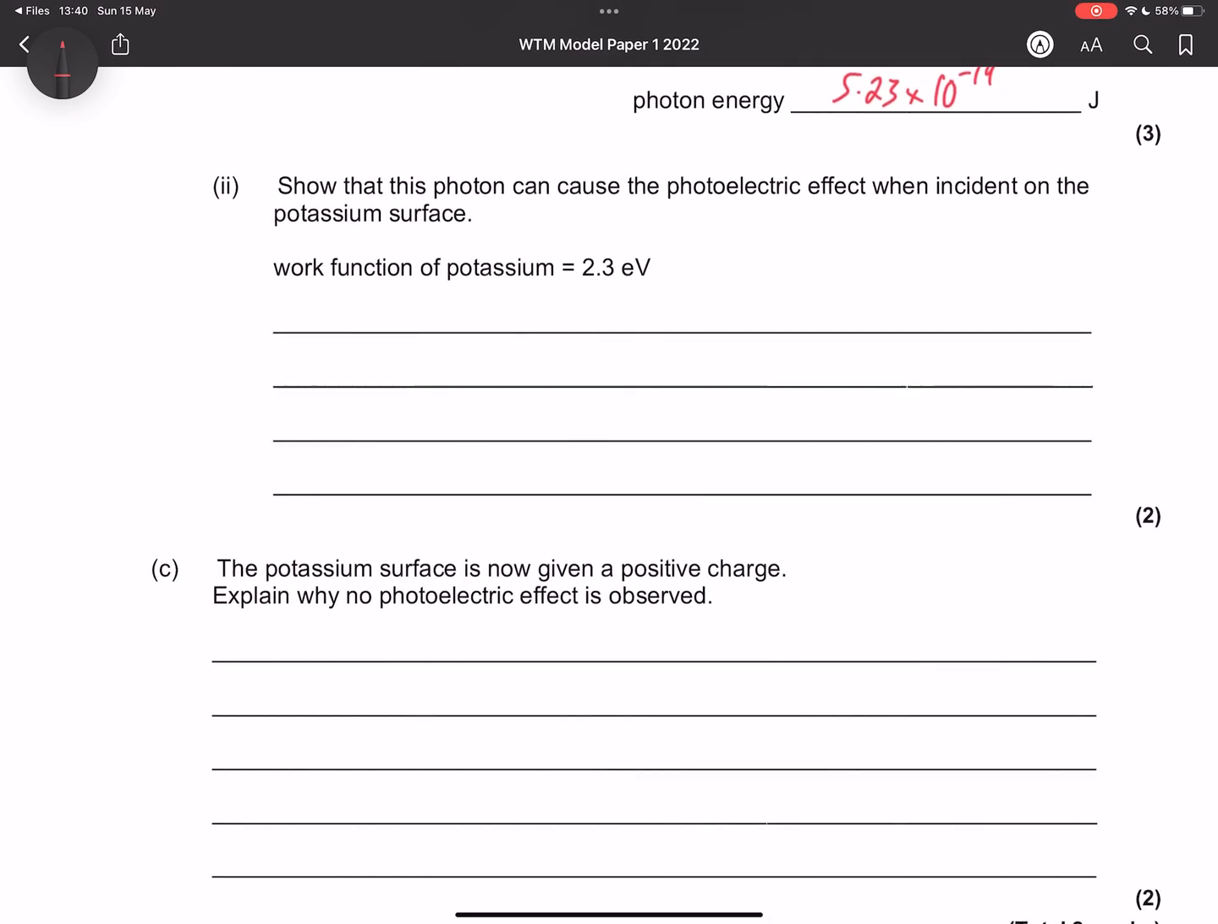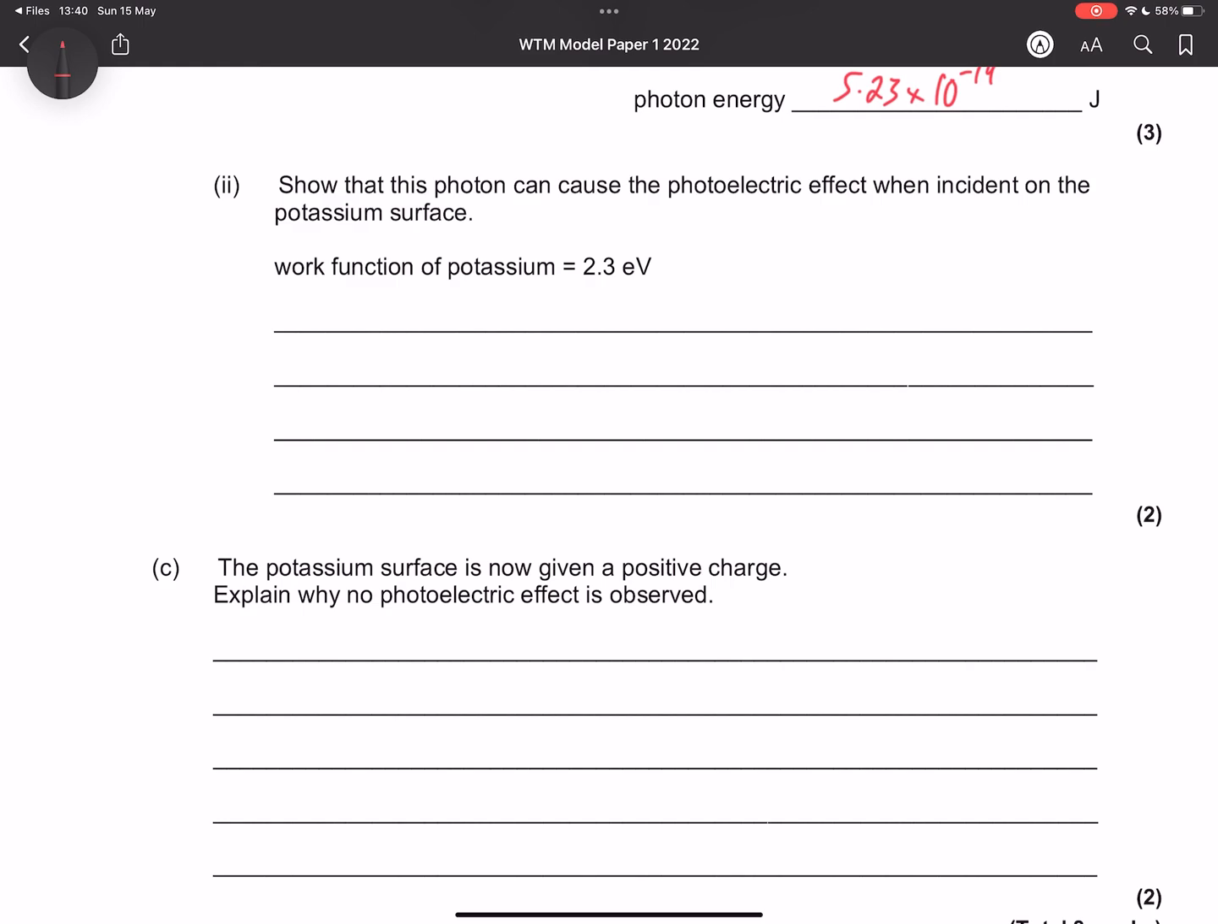Now we get slightly more required for the next one. In fact, I'd really expect those 2 marks to be swapped around. We're asked about the photoelectric effect here. Show that the photon can cause the photoelectric effect. Now, whenever we're talking about can cause it or can't cause it, we're going to be using the photoelectric effect equation to find the kinetic energy. A positive kinetic energy would mean it is possible. Negative would mean that much extra energy is required from the photon.